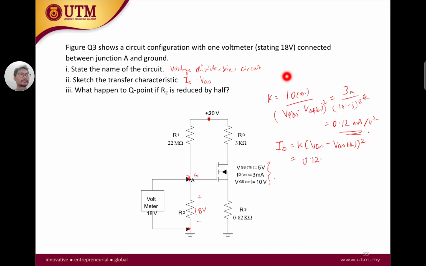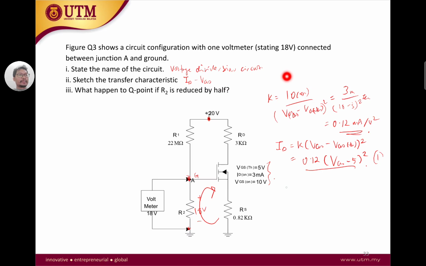So this is 0.12 times VGS minus 5, our VGS TH is 5, squared. So from here we can derive our table, the ID VGS characteristics table, and we can draw the graph. We can draw the line in the graph. So this is number one, and number two is the loop here.